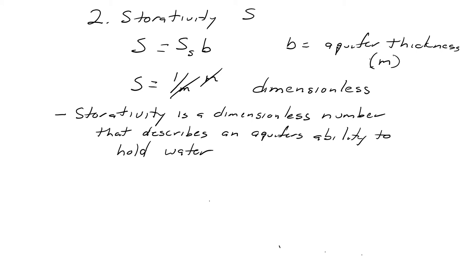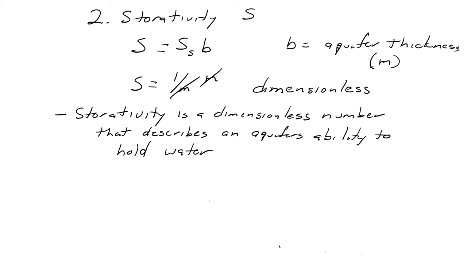Yeah? I'm so sorry. I must have missed it. What was the definition for specific storage? Specific storage, it's really similar to this. It's a quantity that reflects how much water an aquifer can store. And this goes one step beyond by accounting for the thickness.